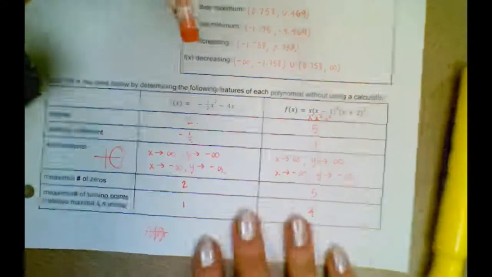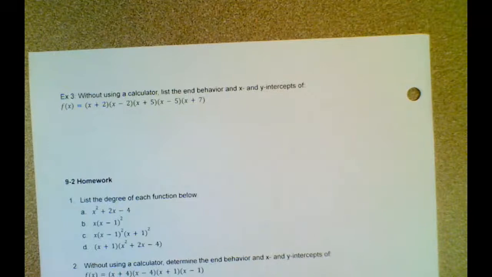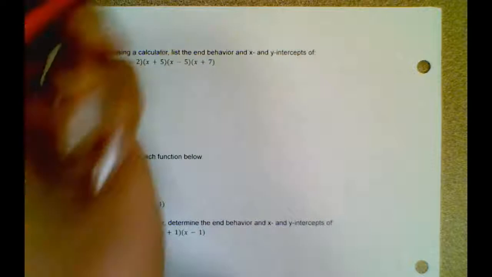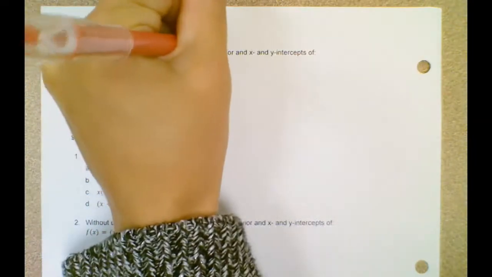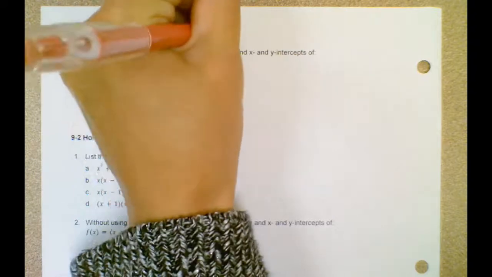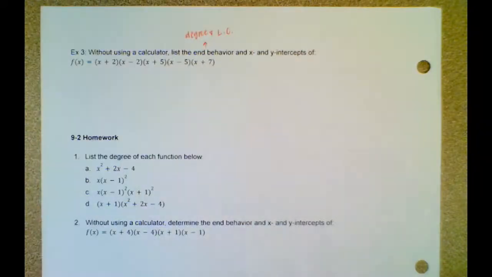All right. We've got one more problem here on the back. All right. Without using a calculator, list the end behavior and the x and y intercepts of this function below. So let's see here. The end behavior, that's going to depend on the degree and the leading coefficient. Okay, that's how we found the end behavior on the other side.